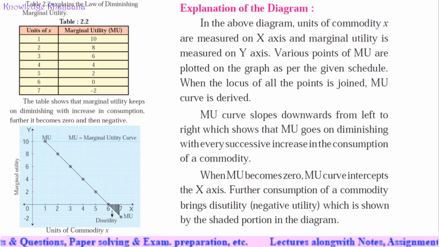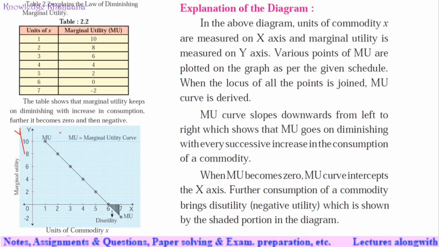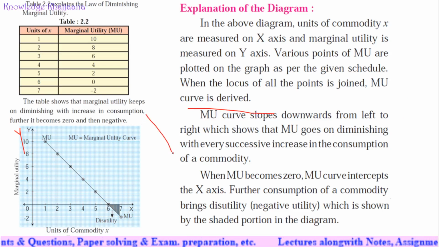See, in the above diagram, units of commodity are measured on the x-axis, and marginal utility is measured on the y-axis. Various points of marginal utility are plotted on the graph as per the given schedule. Schedule means table. When the locus of the points is joined, the MU curve is derived. This MU curve, that is the marginal utility curve, slopes downward from left to right.